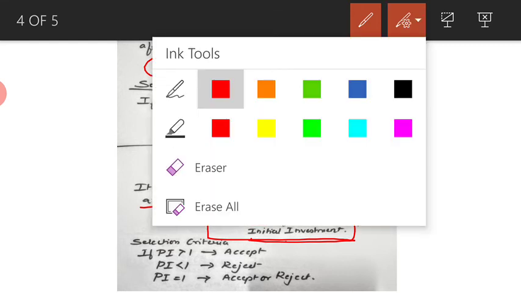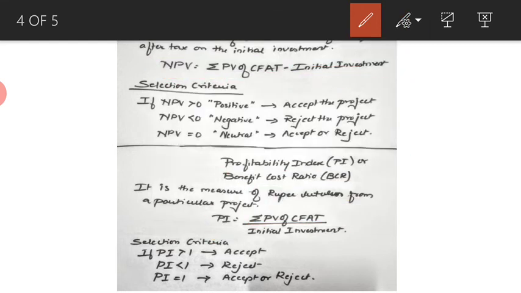Then there is a selection criteria here too. What is the selection criteria here? If PI is greater than 1, except now here PI cannot be minus, it has to be plus always. But it would be either greater than 1 or less than 1. If it is greater than 1, you accept the project. That means if you invest 1 rupee, you are getting more than a rupee. If PI is less than 1, you reject the project. And if PI is equal to 1, again you either accept it or reject it depending on the situation.